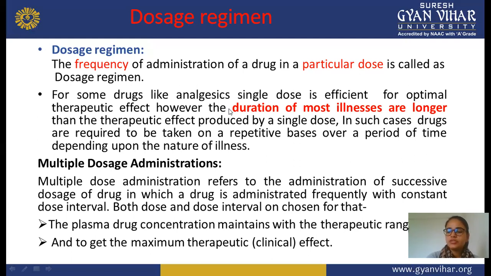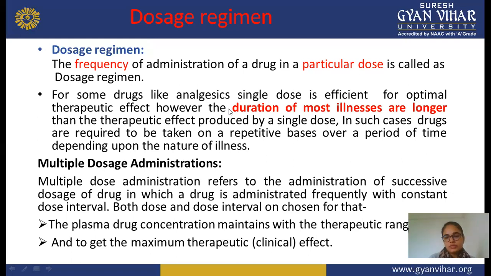Means you are taking this drug at a specific repetitive time period, and after taking this repetitive dose over a period of time, you should make sure that the nature of the illness changes and your disease may be somewhat or a little recovered. So in this condition, for a long time disease, we are selecting multiple dosing.